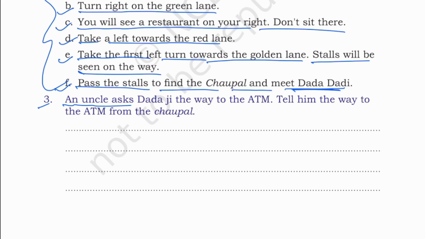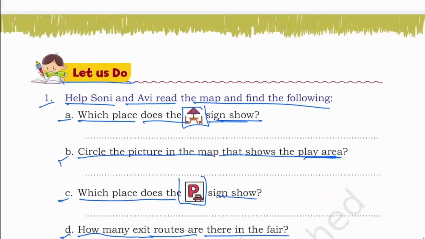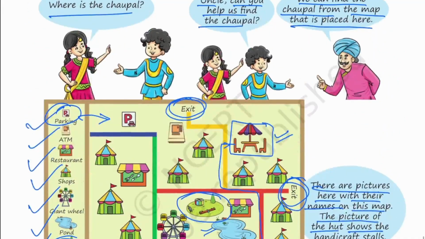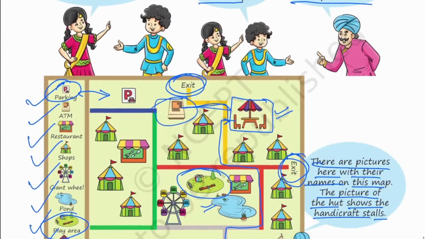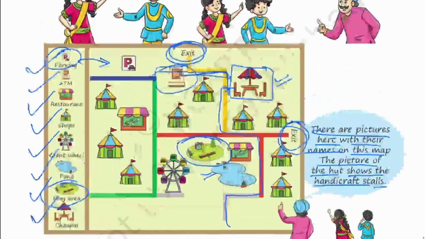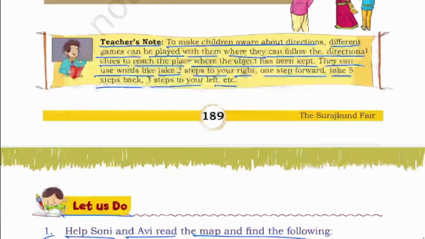Third, an uncle asked Dadaji the way to the ATM. Tell him the way to the ATM from the Chopal. The way to the ATM from the Chopal is like this, okay? Straight from the Chopal, go, turn left and you will reach the ATM. The ATM symbol is shown by this.